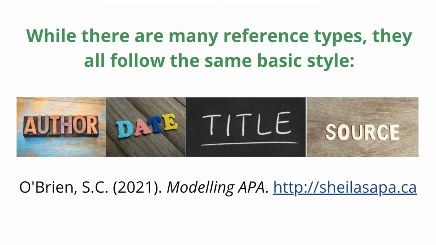So in our example here, we can see our author's last name is O'Brien, and we've used their first initials here, as you would with any reference. We have 2021 in brackets. Modeling APA is the title of our source. And you can locate our source at this website. With APA 7th edition, it's okay to leave the hyperlink in your reference.